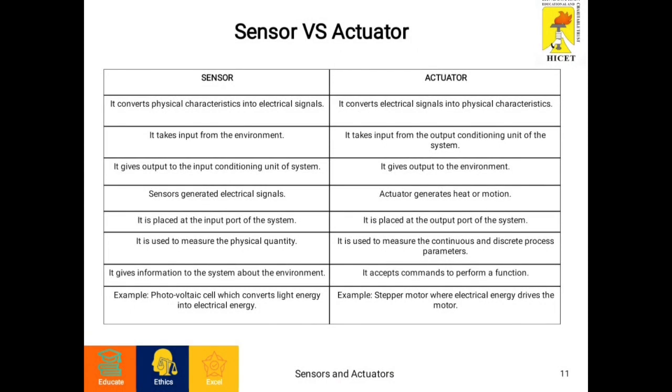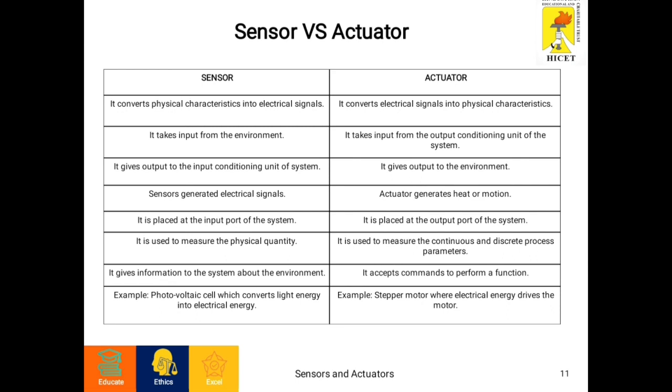A sensor converts physical characteristics into electrical signals, whereas an actuator converts electrical signals into physical characteristics. A sensor takes input from the environment. An actuator takes input from the output conditioning unit of the system. A sensor gives output to the input conditioning unit of the system. An actuator gives output to the environment. A sensor generates electrical signals, an actuator generates heat and motion. A sensor is placed at the input of the system, an actuator is placed at the output port of the system.